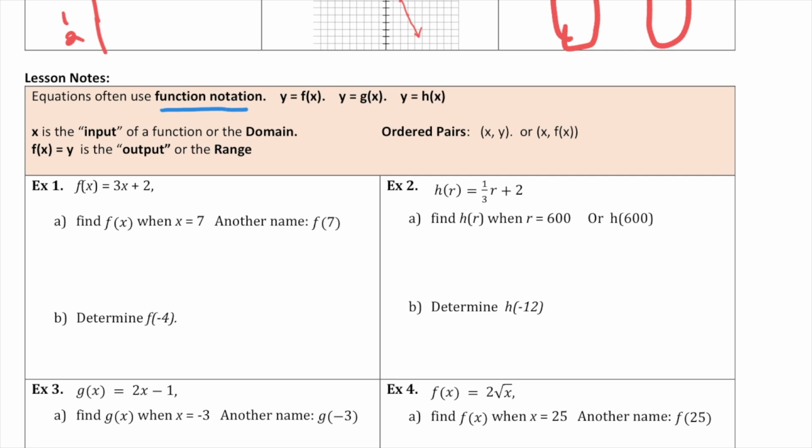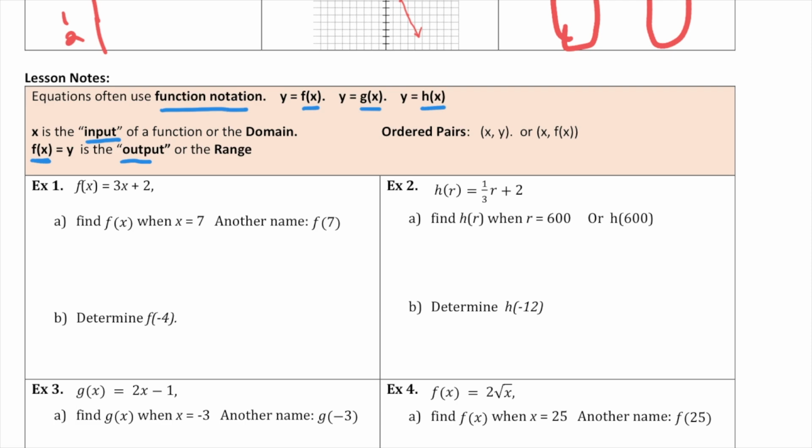We might call y equal f of x, y equal g of x, or y equals h of x. The reason we do that is so that we can use many different functions at one time. X is the input of your function, and it's called the domain. The f of x is your y value. This is your output or the range of your function.